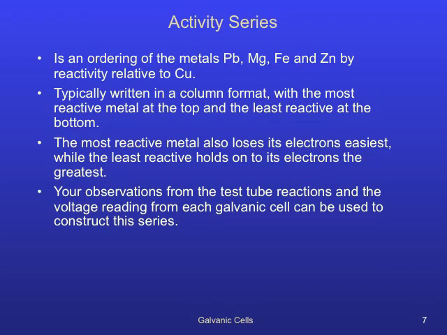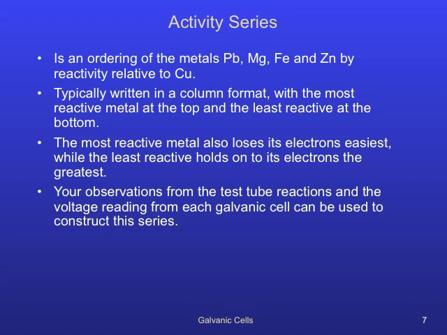The activity series ranks the metals in order of those that are most easily oxidized, in other words, give up their electrons, to those most difficult to oxidize, or hold on to their electrons. Since the copper reaction is the reference half cell in all the galvanic cells, all measured voltages using different metals in the other half cell are relative to copper.